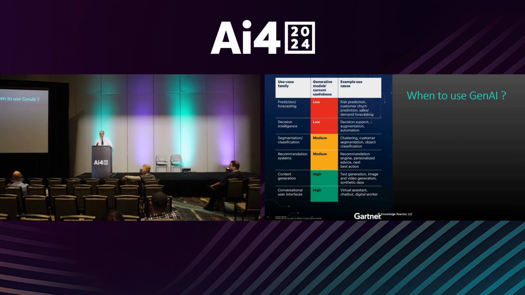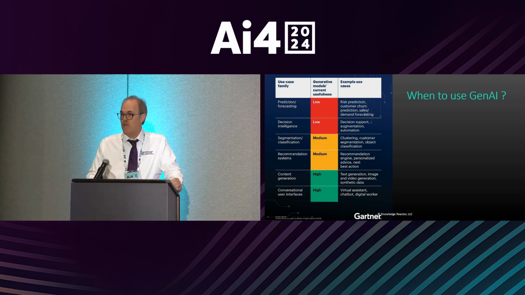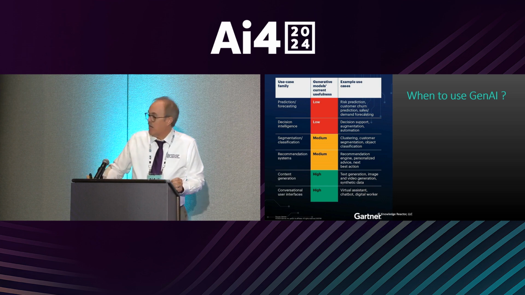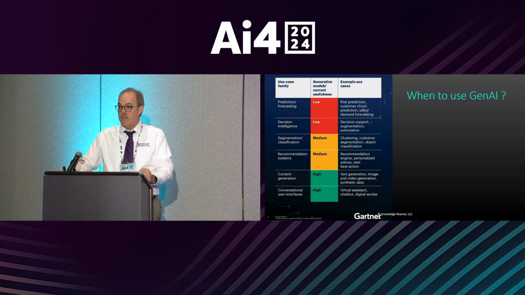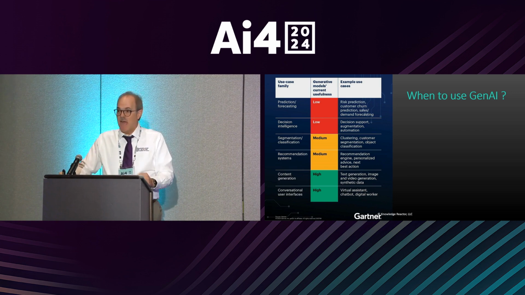This is a cool chart from Gartner. It's a recent chart. You can see on the rows on the left-hand side are various use case families. And in the middle column with the colors are how useful generative AI is to that use case family. You can see at the bottom there, if you're doing content generation or user interface design, generative AI is cool. Use it, have fun with it. It's the right technology to use.